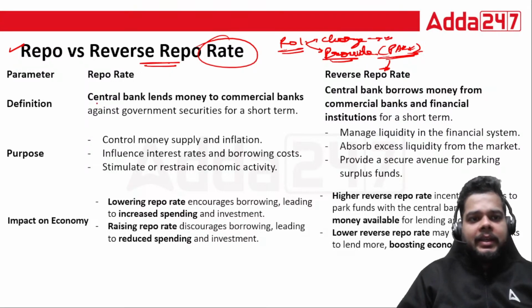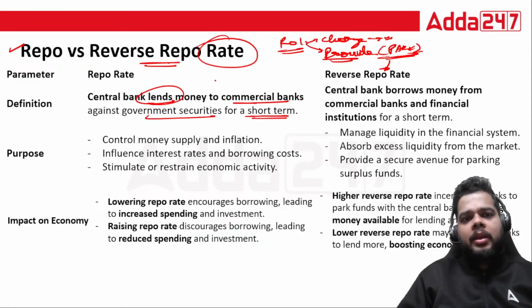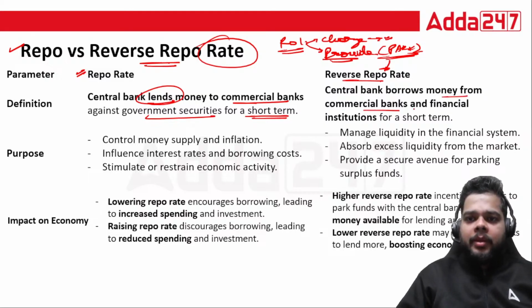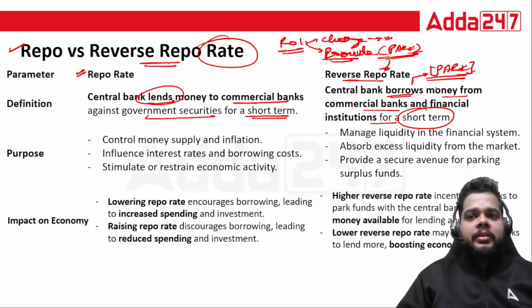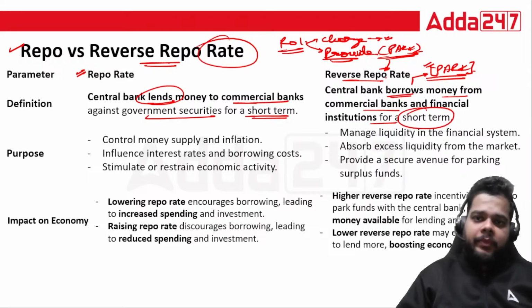So the definition is very clear. Repo rate is the rate at which the central bank lends money to commercial banks against government securities for a short term. Right? Whenever we say short term, it will be your repo rate. Otherwise, we will be talking about the SDF. Reverse repo rate: the central bank borrows money from commercial banks and financial institutions for a shorter term. So very rarely does the RBI borrow money. An apt definition would be: whenever the central bank wants banks to park their funds there, that particular rate will be the reverse repo rate, for the short term only.